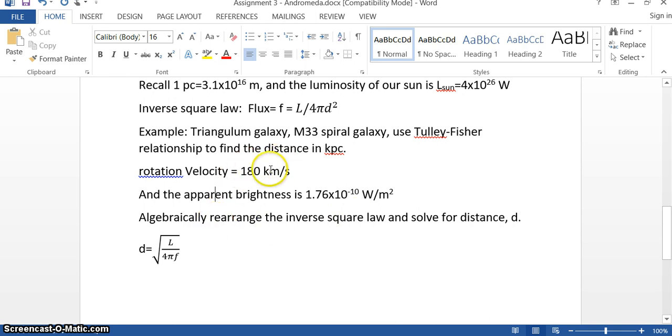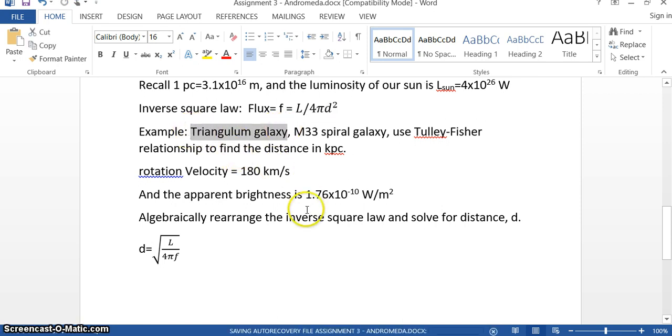So what we have to do, of course, is take the inverse square law. The flux is the luminosity divided by 4 pi times d squared. So rearrange that and solve for d. The d comes over to the other side, and you just take the square root of the luminosity divided by 4 pi, also divided by the flux. All right, so that's it. That's what we have to do. What we also have to do is to figure out approximately what 180 kilometers per second is using this Tully-Fisher relationship. What I mean by that is we have to figure out what the luminosity of Triangulum is. Remember, this is for the Triangulum galaxy.